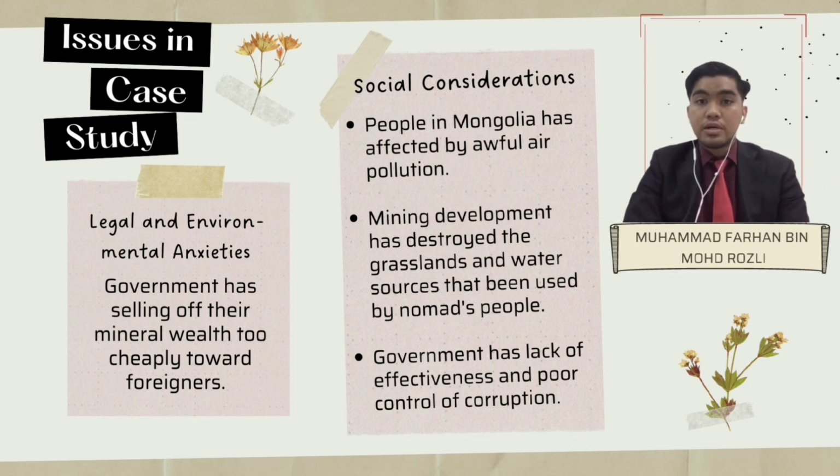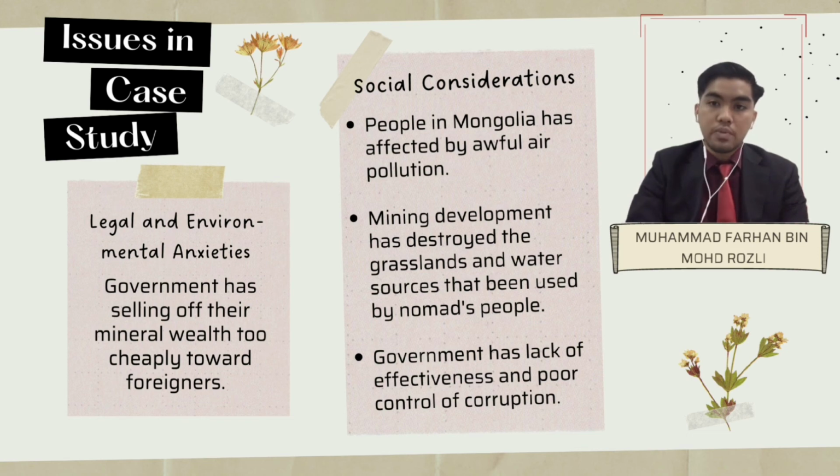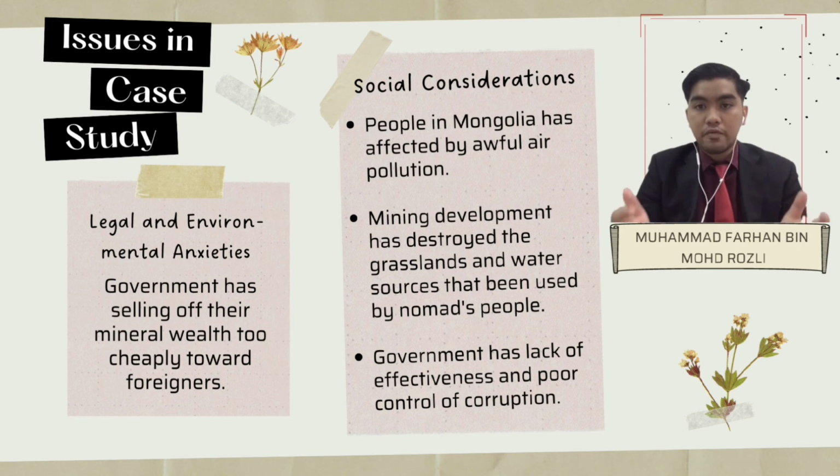Second issue that has occurred under social consideration is mining development has destroyed the grassland and water sources that have been used by nomad people. In this case, government corruption has been widely spread and a small number of tycoons exert a large influence on government and economy. It is very difficult to control the tycoons since they have large support from government to exploit natural resources in Mongolia. In consequence, this abuse has brought social impact to people in Mongolia.